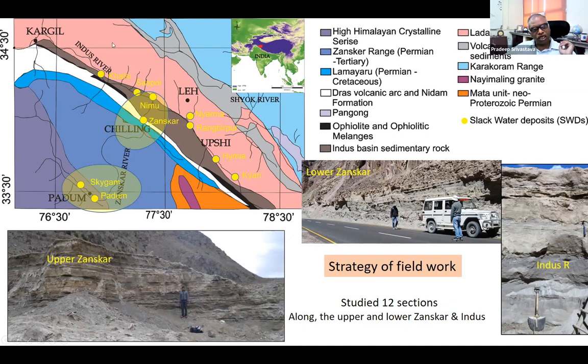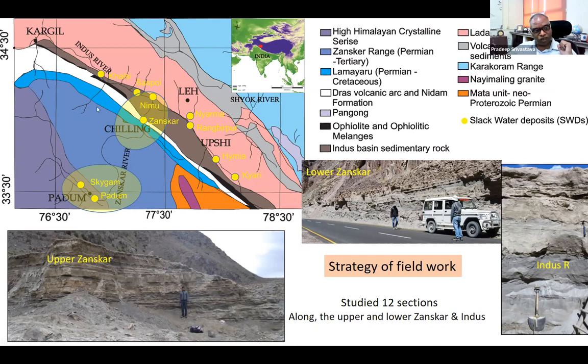The Indus flows just along the contact of the pink Ladakh batholith, or Trans-Himalayan batholith, and the Indus molasses. The Indus flows along the contact of these two tectonic units. We wanted to know what the contribution of flood sediments is from the Zanskar, which drains the southern part, the molasses Himalaya.